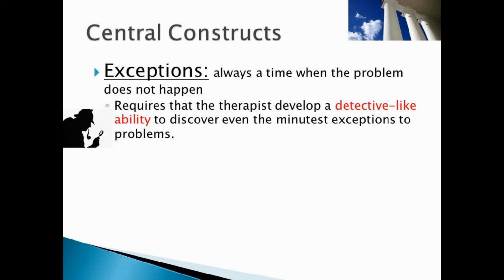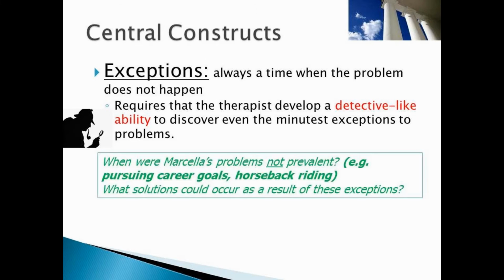Let's think about exceptions in terms of Marcella. When were her problems not prevalent? We're not talking about the death of her brother, which remains constant, but rather the way she views his death and how it impacts her life. One exception in her case might be seeking out her close friend for support instead of suffering alone.